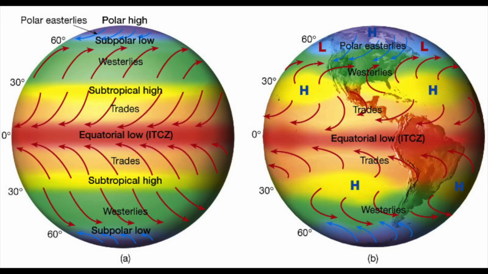Moving from that, we have our westerlies, winds coming from the west, and then we have our subpolar low, right? Again, that signifies kind of rising air. And then moving from that, we have our easterlies and our polar high, right? Because the air is not moving that much relative to the equator, right?